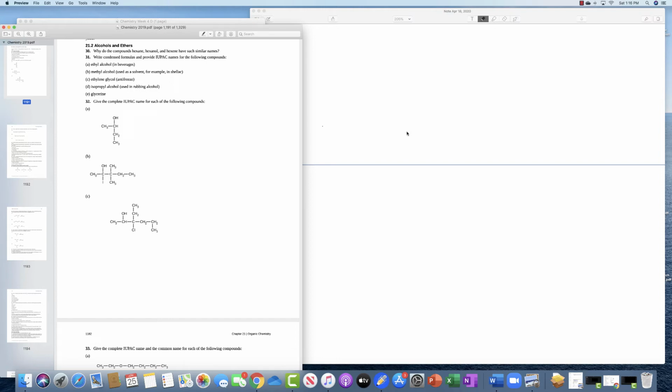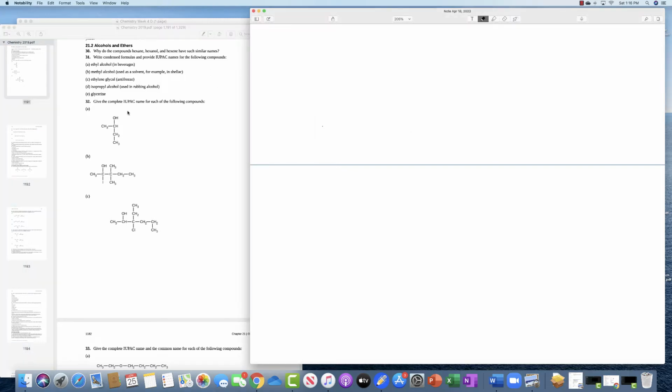Week 4 homework was starting out with number 32. Number 32 says, give the complete IUPAC name for the following. So let's look at this first one. We have 1, 2, 3, 4 carbons all in a row. So that's butane, or but-something. And we have an alcohol, the OH group, on the second carbon. So it's -ol for butanol.